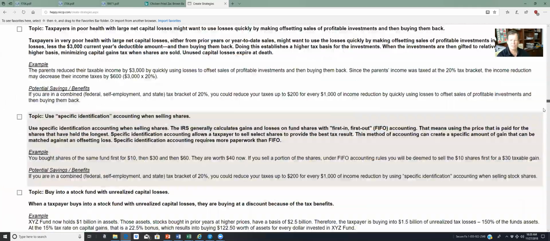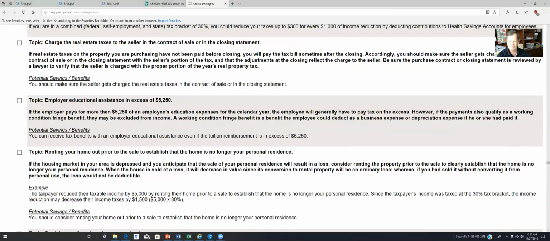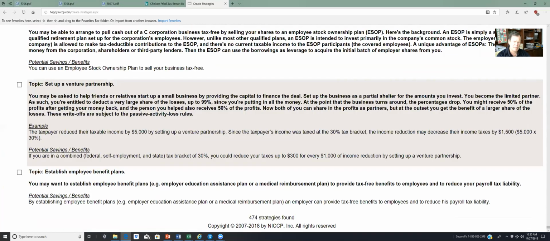So let's go down here and see how many strategies we come up with. Let's go all the way to the bottom. Here we have 474 strategies. Now, we're not going to use all of these 474 strategies in your situation. My team of experts and I will go through and pick out the most appropriate strategies based on what you said your problems were, to help solve those problems. So this is step 2.